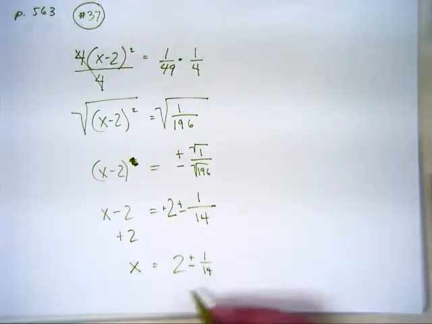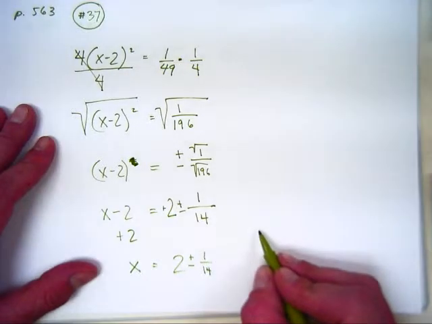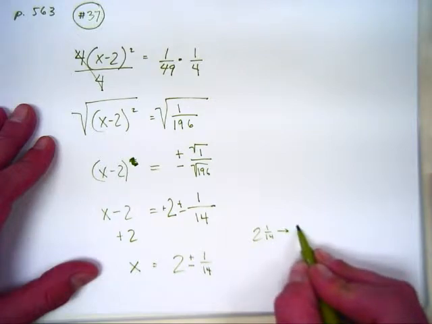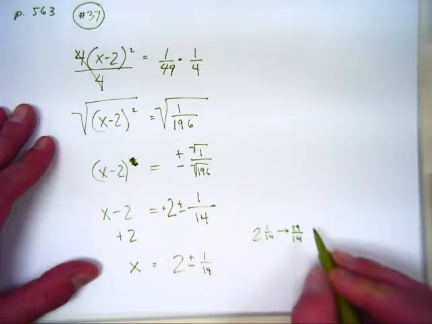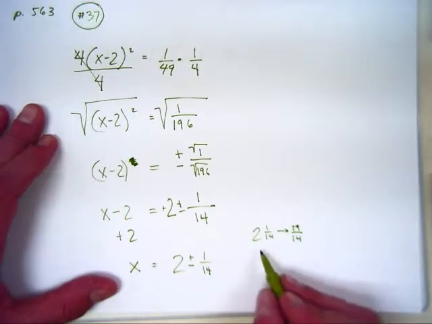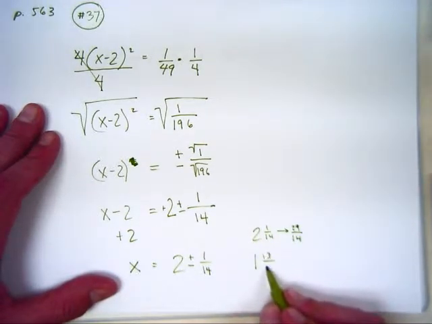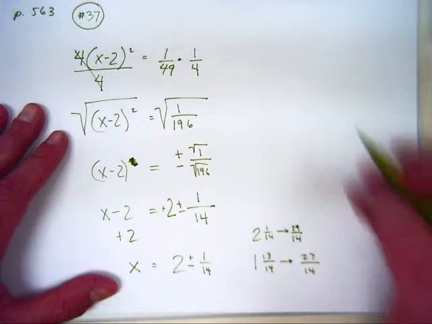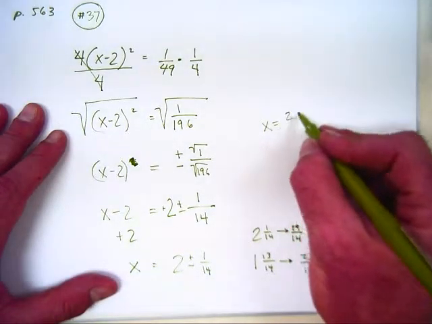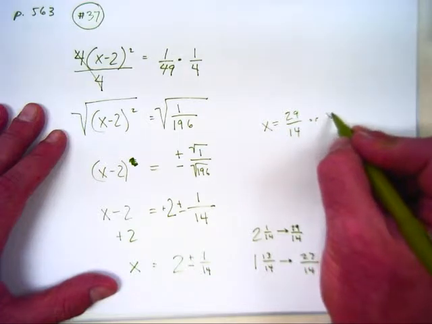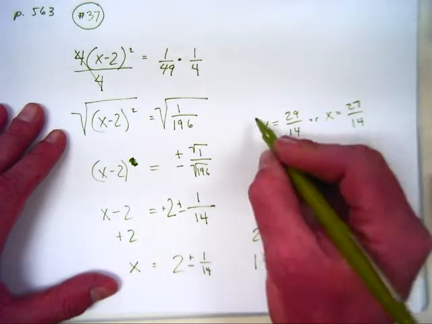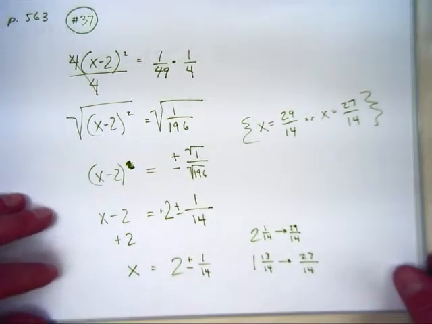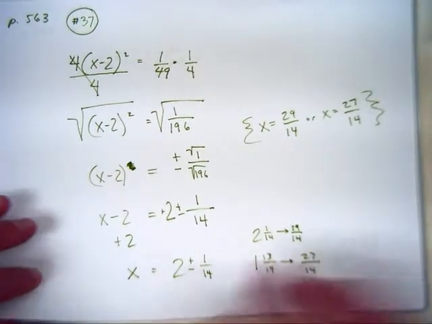So our two answers are 2 plus 1/14, which is 2 and 1/14, which is the same as 29 over 14. And then our second is 2 minus 1/14, which is 1 and 13/14, which is the same as 27 over 14. So our two answers here are x equals 29 over 14 or x equals 27 over 14. I'm going to put it in set builder notation. I know exactly how she wants it, but let's get familiar with set builder notation, I guess. That's number 37 on page 563.